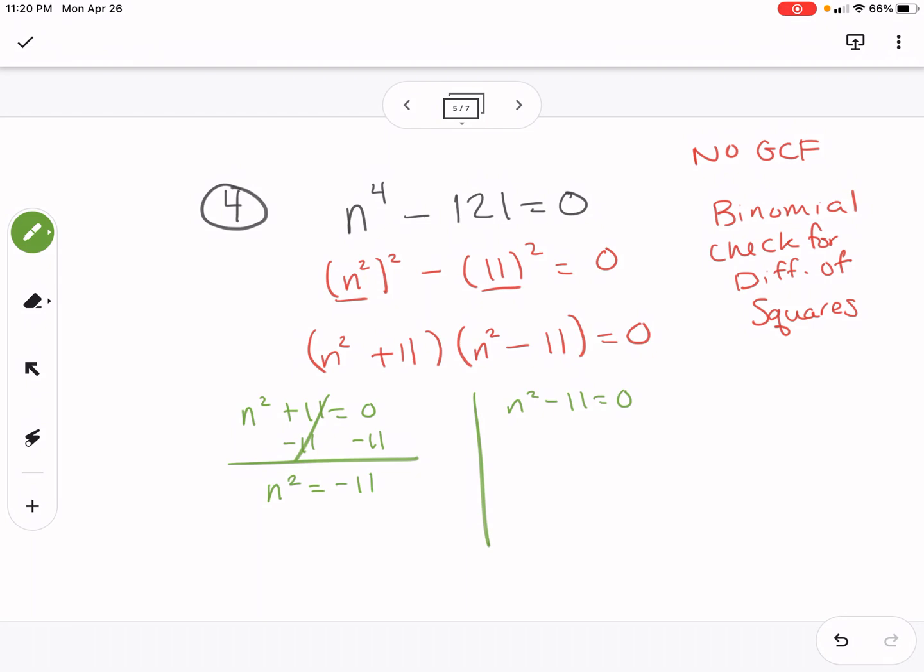Here the opposite of squaring would be to square root. Remember, anytime you square root, you're going to have that positive or negative symbol. So positive or negative square root of negative 11. And remember, we learned in the previous unit or chapter that you can't square root negatives. So if you do that, it's still going to be square root of 11, but you're going to have an i at the end to show it's imaginary.